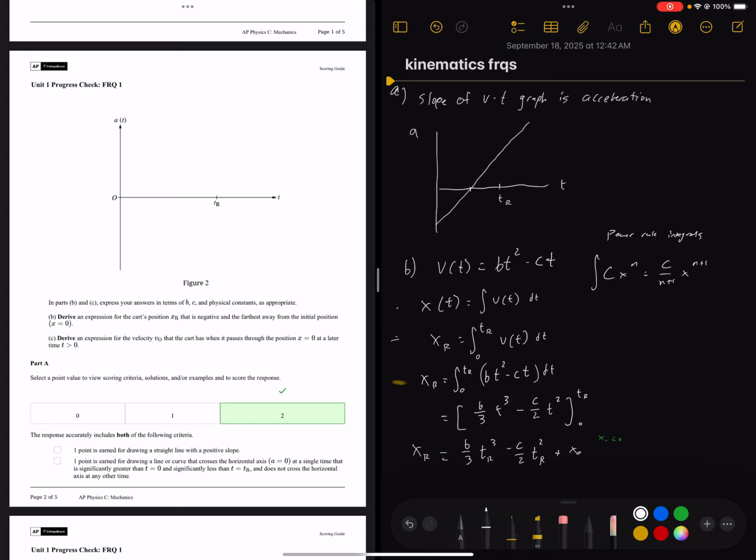So notice we start at time t equals 0, right? So if I plug in a 0 here into the function, then I just end up with 0. So I just end up with b over 3 times tr cubed minus c over 2 times tr squared. And I throw in this plus x naught here, right? So technically, whenever you take an integral, you have to add this constant of integration.